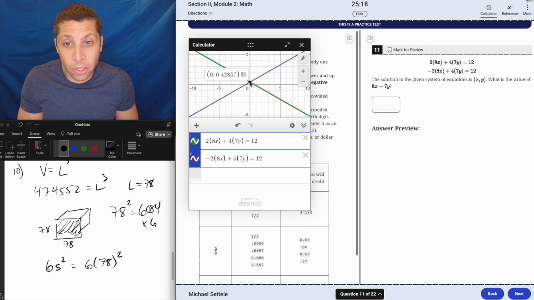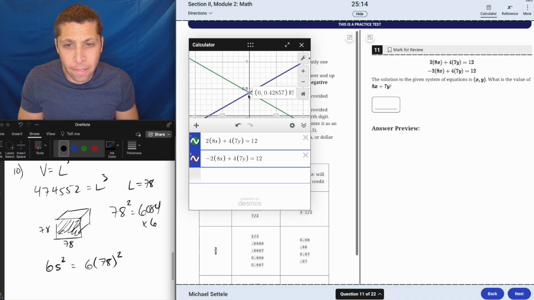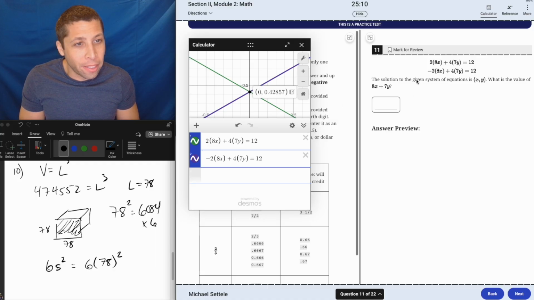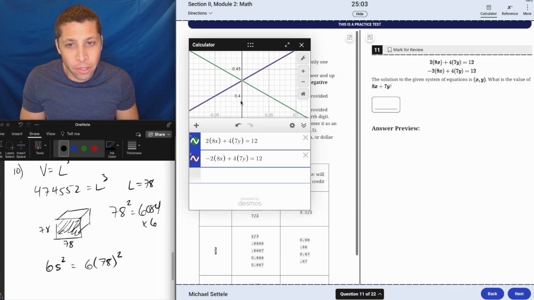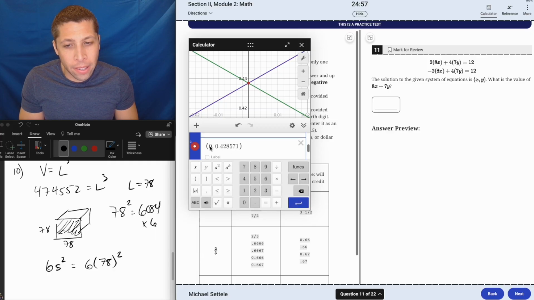So my point of intersection is this. I know why they're making it hard for us to use Desmos, because look at that number, it's so messy. But that is the point of intersection though, right? It's on that axis. Okay, so here's what we can do. We can copy the point, and this is x, this is y.